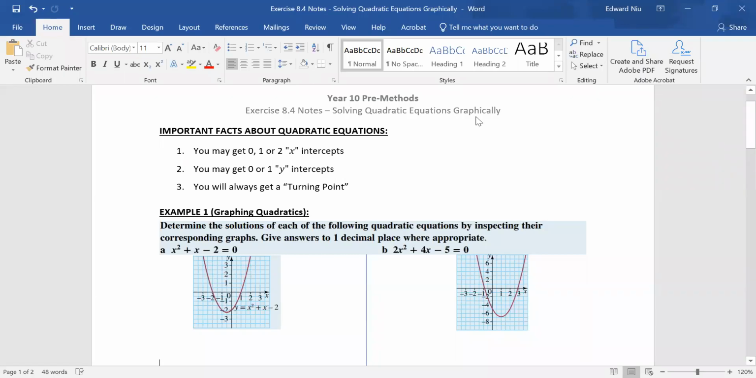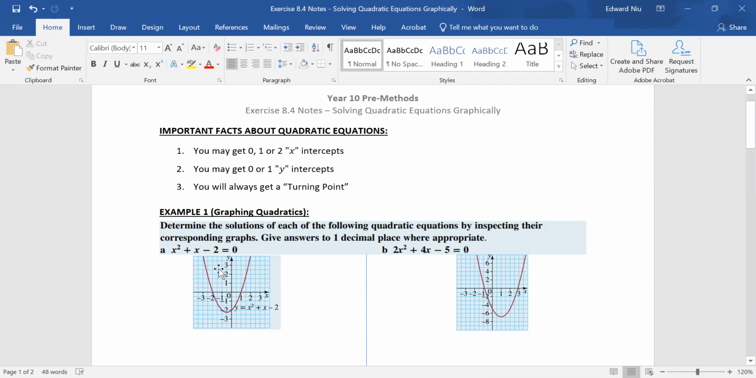In exercise 8.4, we take a look at solving quadratic equations graphically. Now, just before we begin, there's some important facts about quadratic equations. You may get 0, 1, or 2 x-intercepts, which is essentially what we're doing with the quadratic formula when we're factorizing quadratic equations throughout chapter 7 and also in 8.3 where we learn about the quadratic formula. Now, you may get 0 or 1 y-intercepts, and you will always get a turning point. So these are the three features of a quadratic graph, of a quadratic equation that you're always going to see.